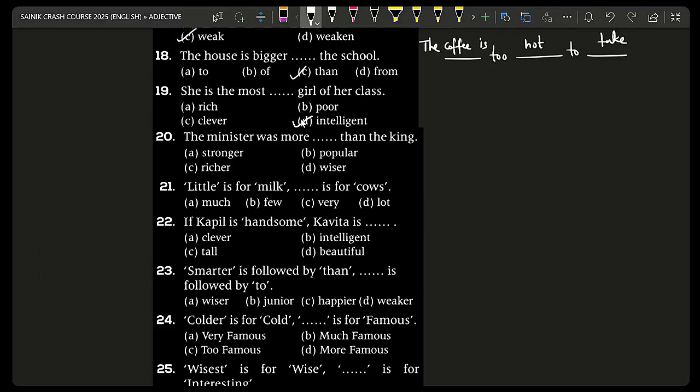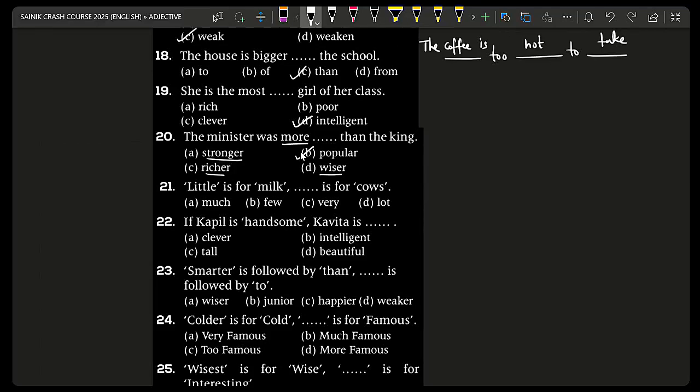Why? Because whenever more is there, more stronger we cannot use, more richer we cannot use, more wiser we cannot use. If you want to use these words stronger, richer, and wiser, we don't use more. We directly say the minister was stronger than the king, richer than the king, wiser than the king. But here more is used. That means the adjective popular has the degrees of comparison popular, more popular, most popular. Correct answer B. Next, 21.